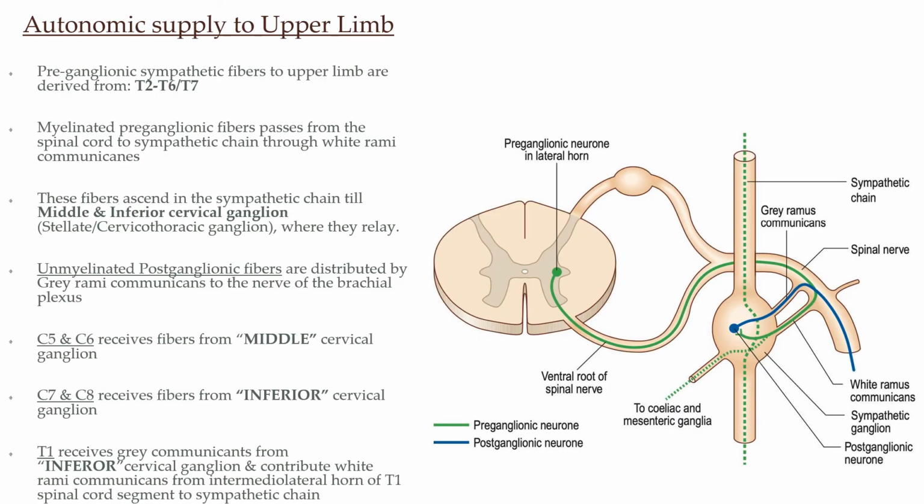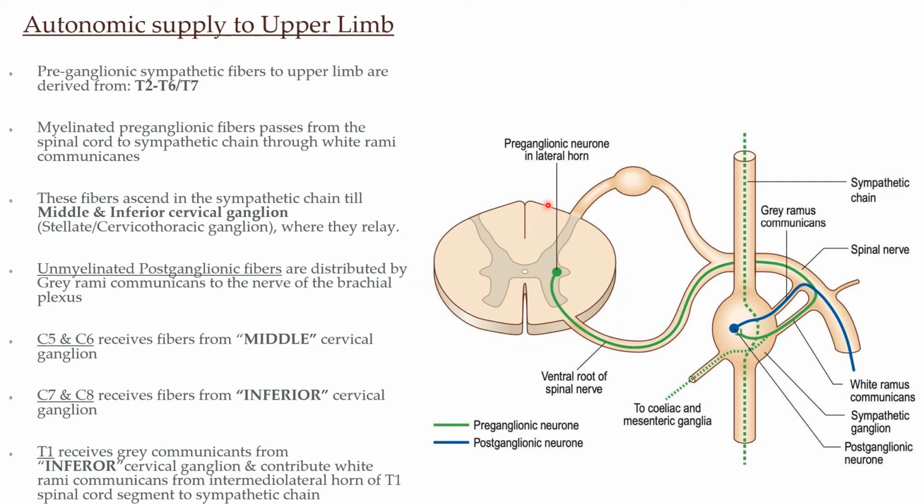Let us start with the autonomic supply to the upper limb. The autonomic supply to the upper limb comes from T2 to T6, and according to a few literature sources, T2 to T7 spinal cord segments. Before going ahead, let us quickly revise the concept of white and gray ramus communicants.